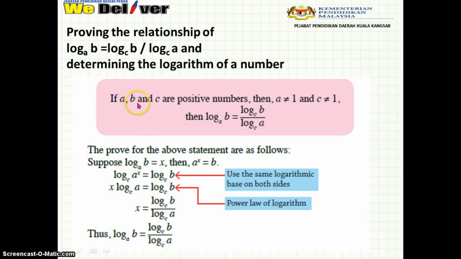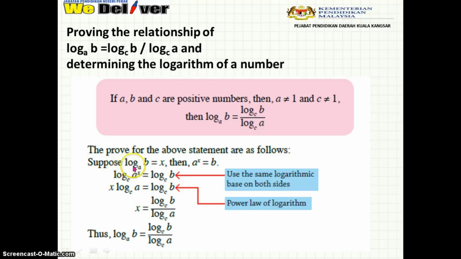Okay, if a, b, c are positive numbers and a is not equal to 1, c is not equal to 1, then we have log b base a equals log b base c over log a base c. In this case, we change the base from a to c. Okay, so how to prove it?